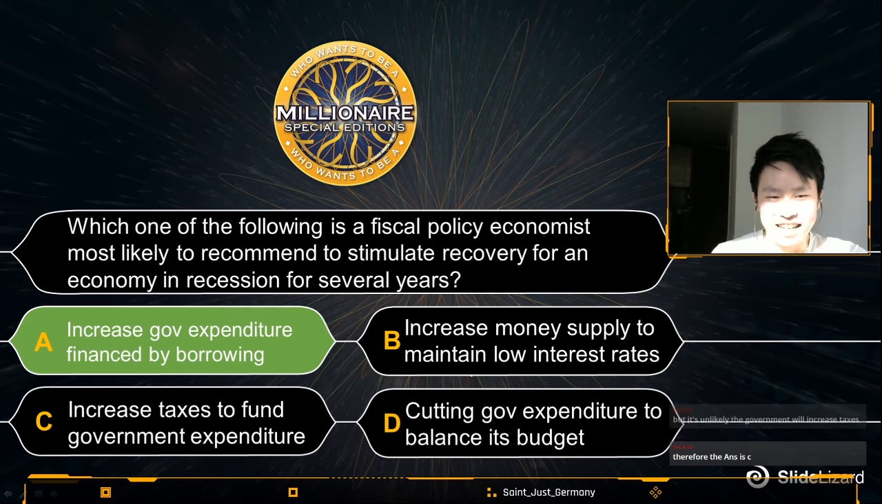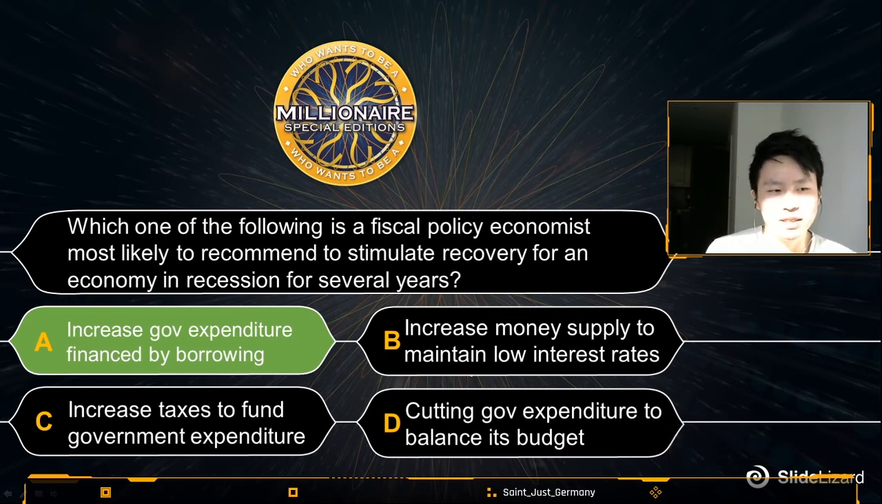So, yeah, theoretically, it would be A. Theoretically, if you're a fiscal policy economist, most likely in a recession, you would want to increase the amount of government spending and stimulate the economy. And yeah, the amount of government spending can be financed by government borrowing.